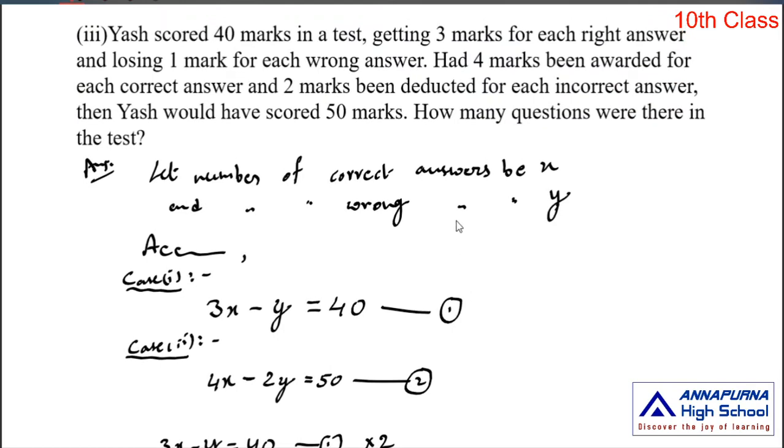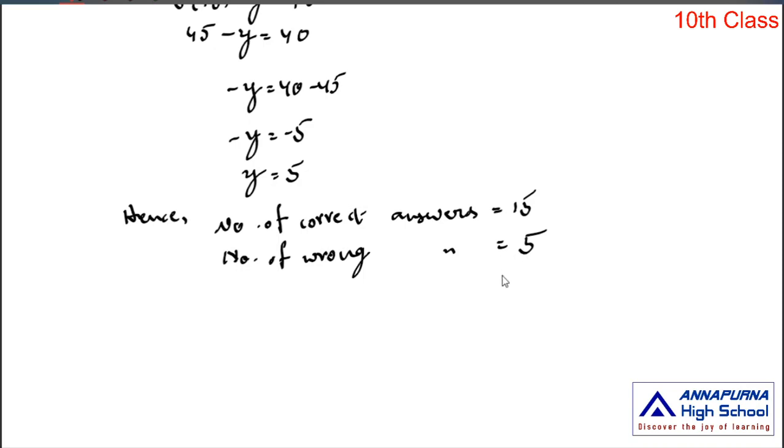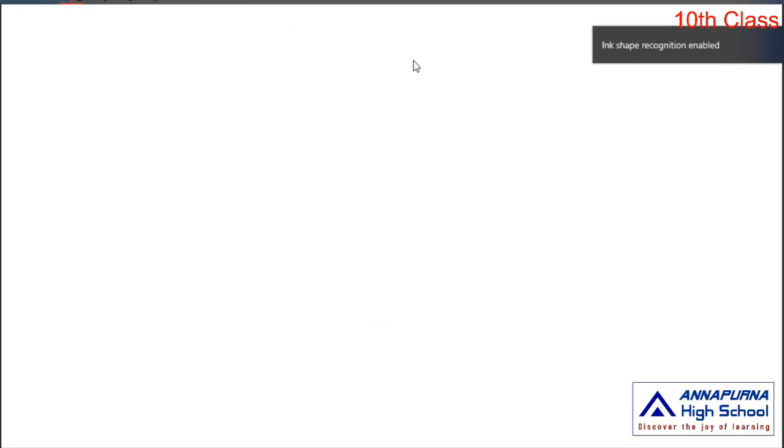That means if he attempts every question in the test, totally how many questions are there. So to find that, let's add these two quantities. So 15 plus 5, it is equal to 20. Total number of questions in the test is 20. Okay, let's come to the next one.